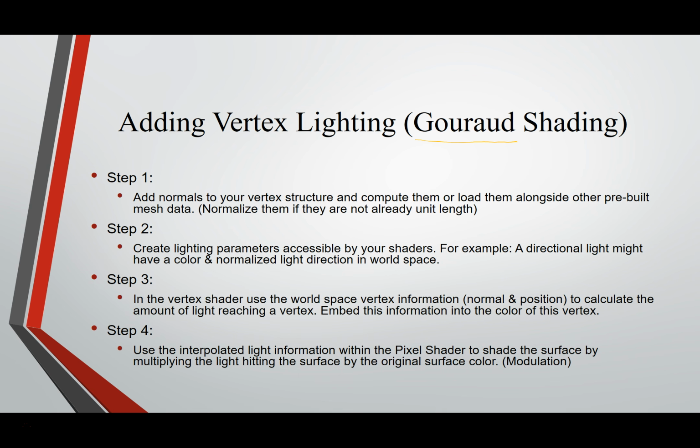All right, step two, once you have your normals added to your vertices, you're going to want to create lighting parameters accessible by your shaders. So just like you made matrices that your shaders could access, now you want to make lighting attributes. For instance, the directional light will likely have a color value of what color that light is, and then a normalized light direction in world space. It's important that you choose values that you know what space they're in. It's easiest to think about lights existing in the world, so I recommend using world space values for that. So you're defining in world space what direction the light is shining.